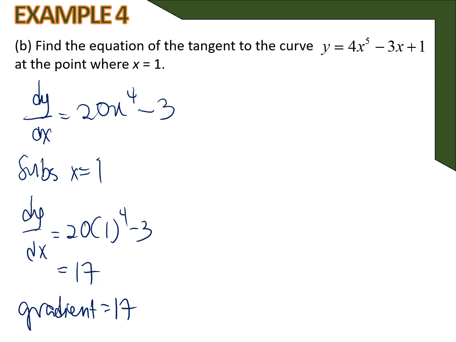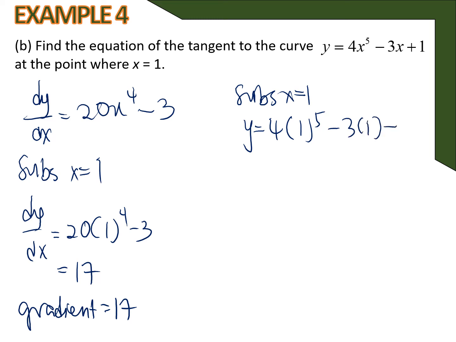And then we must find the point first before we continue with the equation, since we only have the values of x. So substitute x equals 1 into y. So we will have 4 times 1 to the power 5 minus 3 times 1 plus 1. So this is 4 minus 3, 1. 1 plus 1 is 2. So our point is (1, 2).